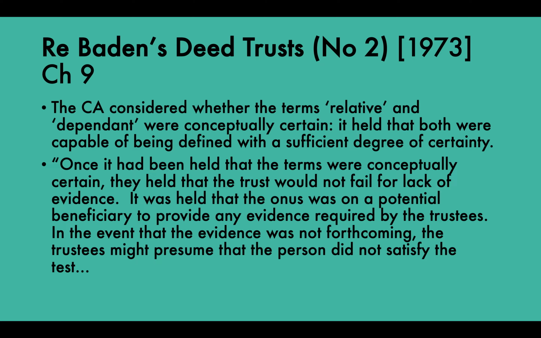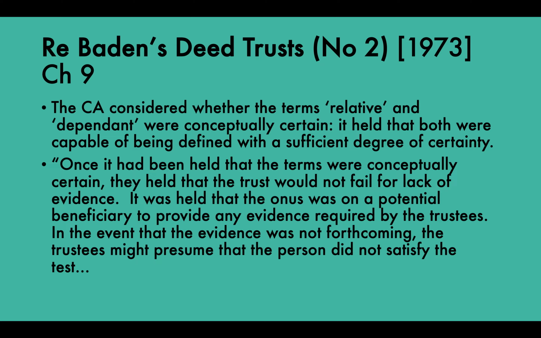And to continue what the judge was saying in this case, once it had been upheld that the terms were conceptually certain, they held that the trust would not fail for lack of evidence. It was held that the onus was on a potential beneficiary to provide any evidence required by the trustees. In the event that the evidence was not forthcoming, the trustees might presume that the person did not satisfy the test.